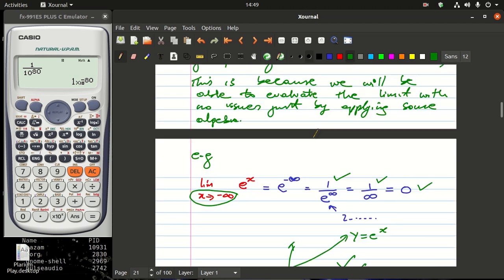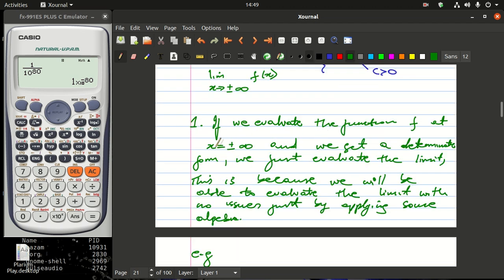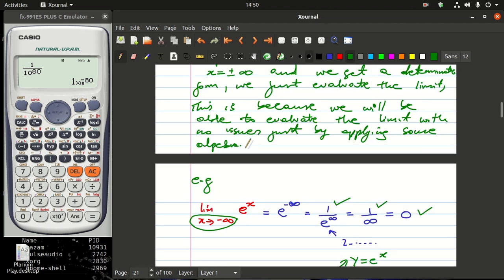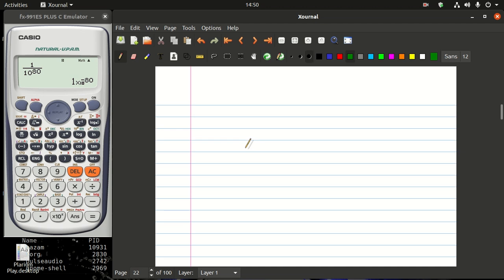So that was number 1, whereby whenever you are plugging in here, you are getting a determinate form and a value that can be solved. So in that regard, we can continue and say that we can solve.